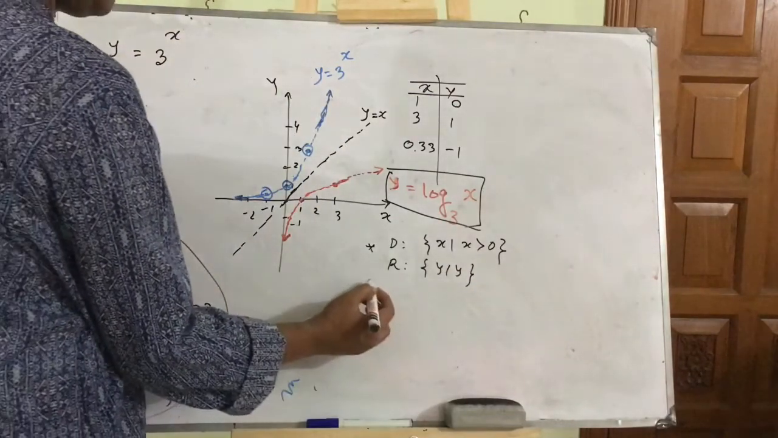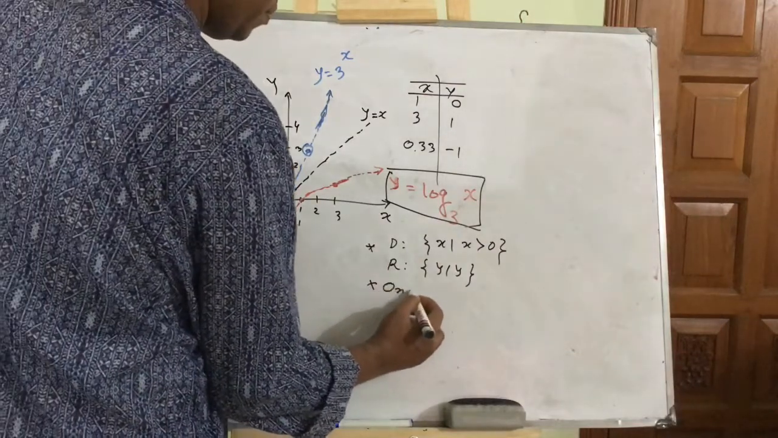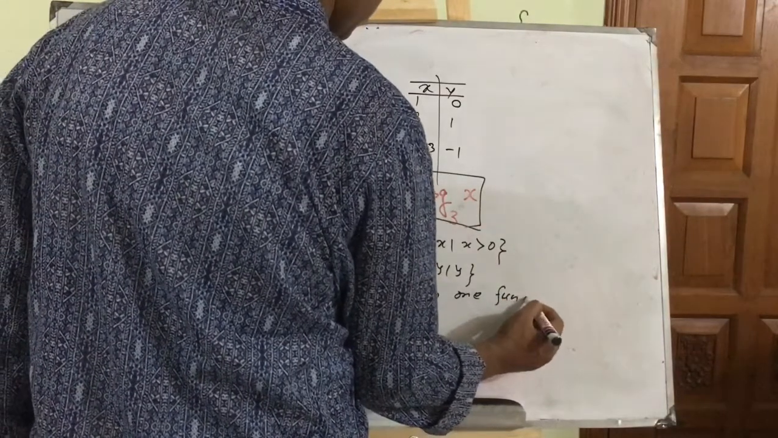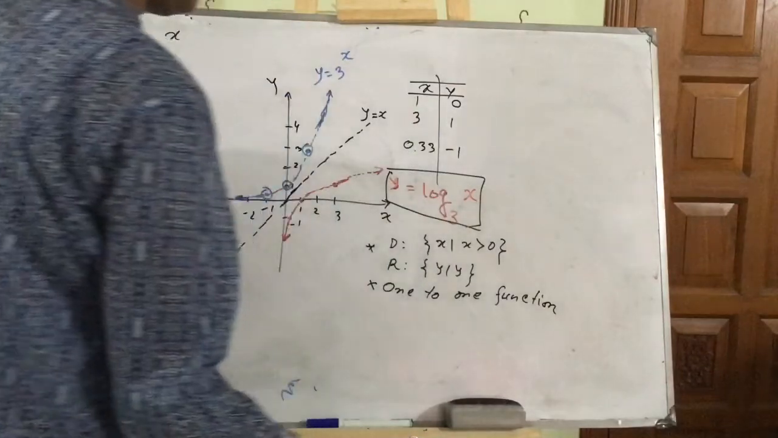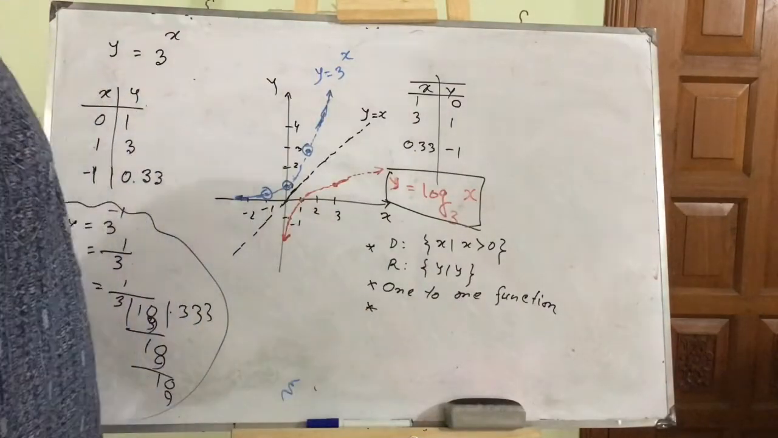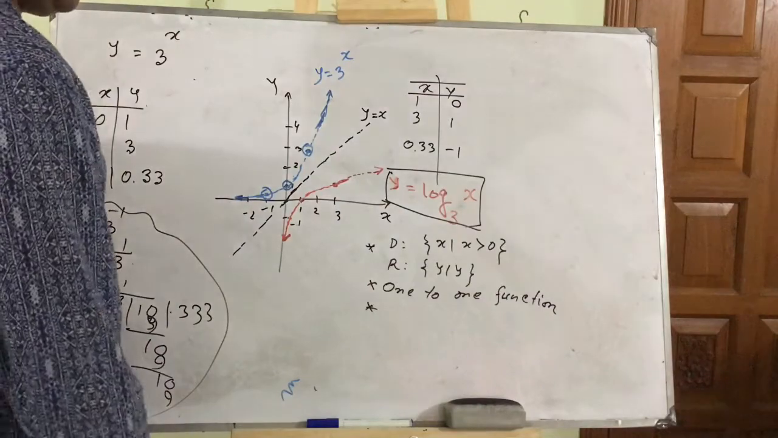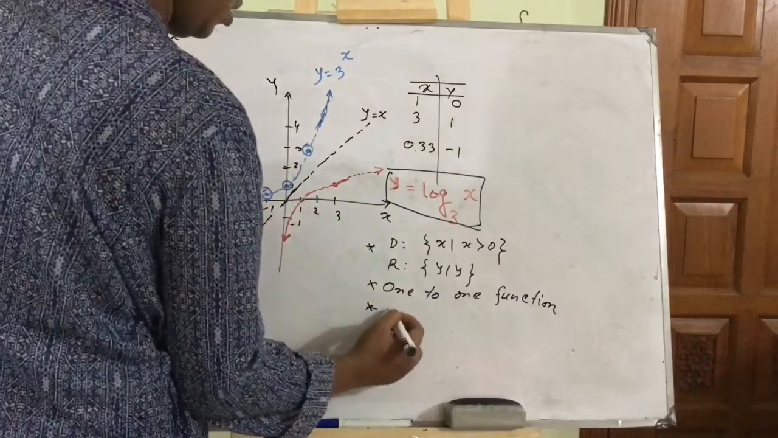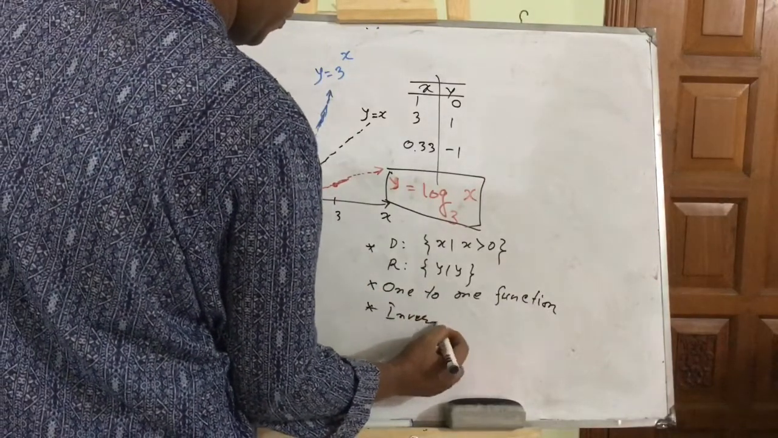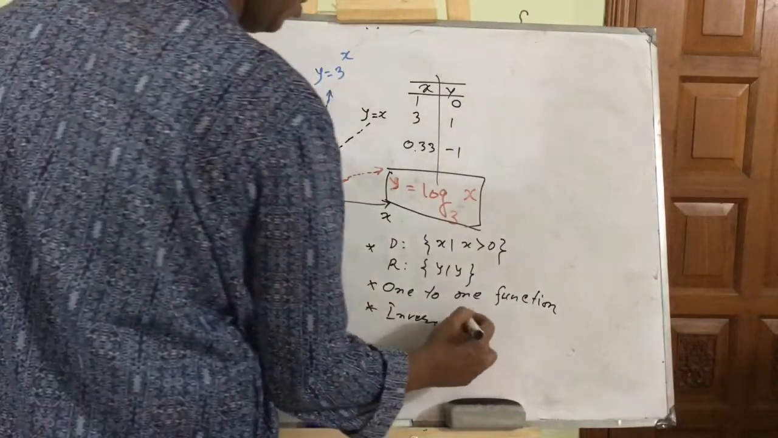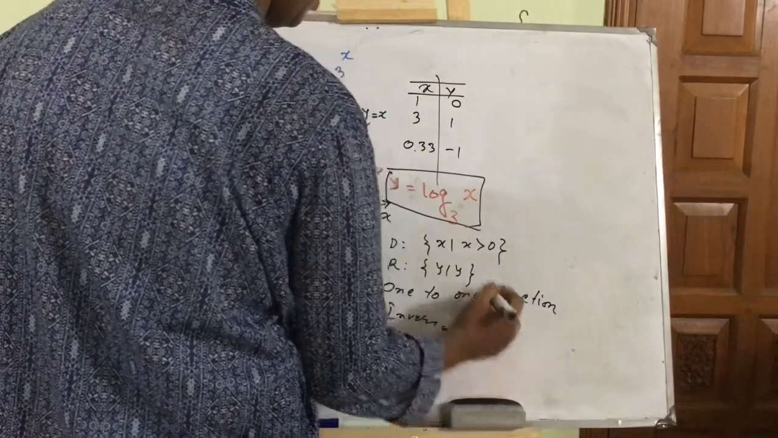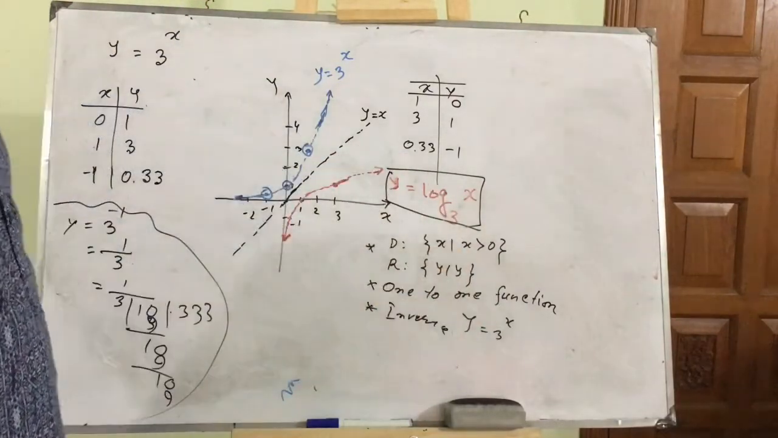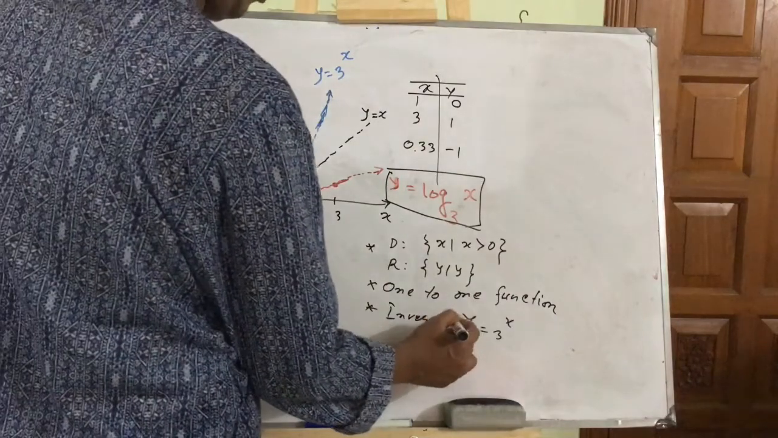As you can see, this is a one-to-one function, and it is the inverse of y equals 3 to the power x. This is the function we are talking about. If there is some other number, it will be that number here, but this is the inverse of the function.